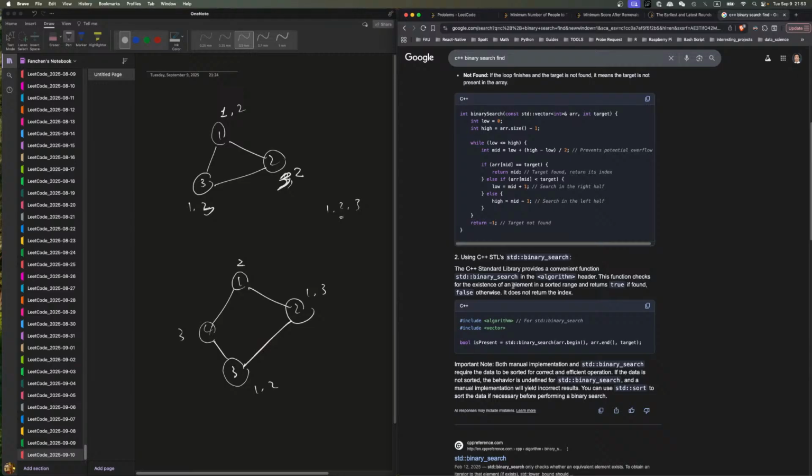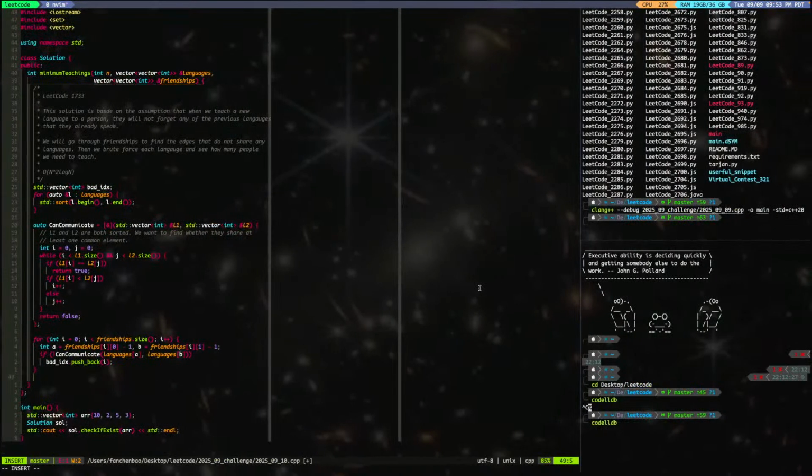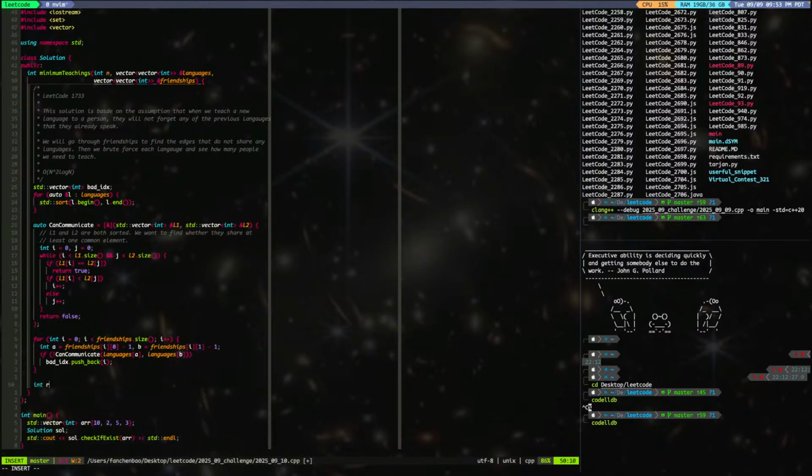Binary check the existence of an element in a sorted range. Return true if found, false otherwise. I think this is exactly what we want. So what we can do is initialize the result. n is the number of languages. What we want is languages.size plus 1. This is the maximum, right?